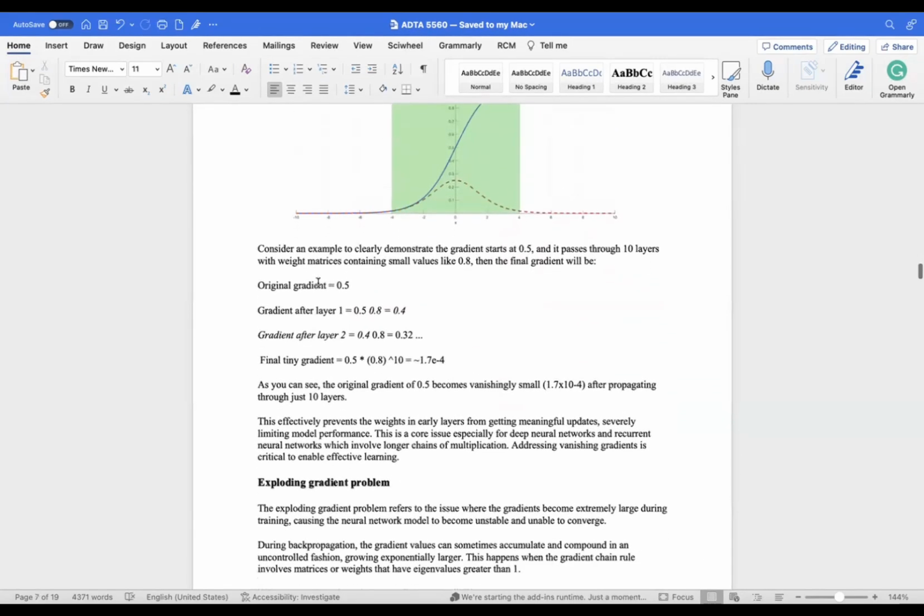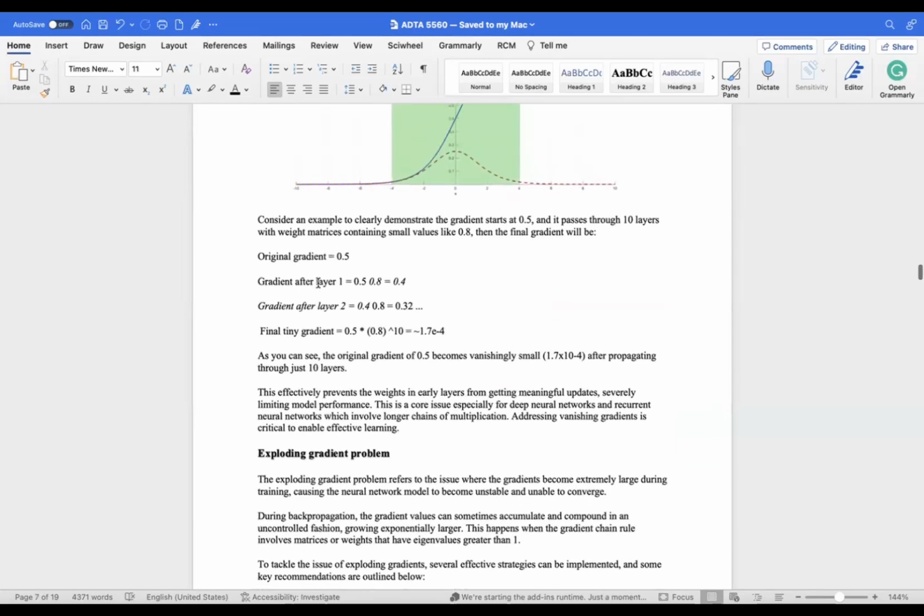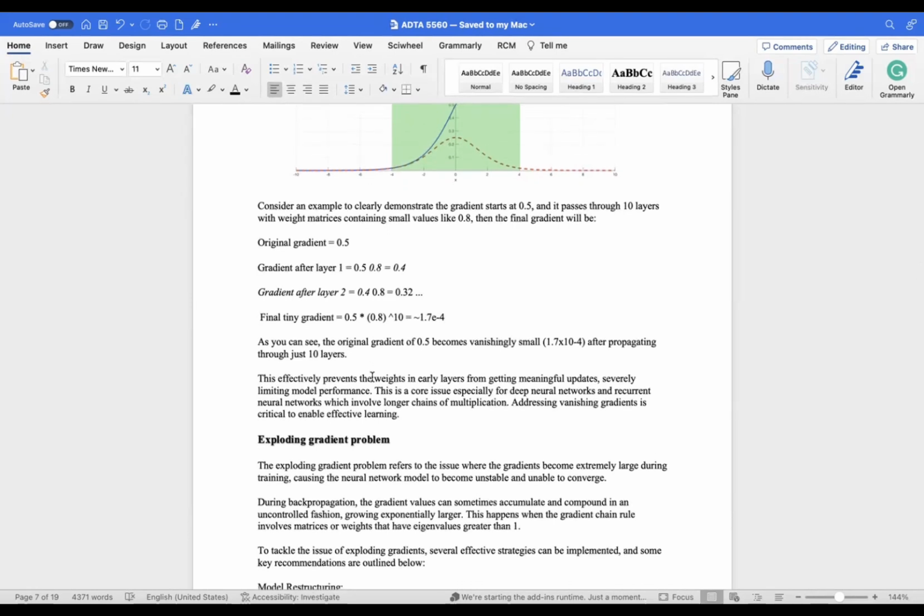So let's get a clear example by giving a proper visualization. Imagine the original message size is 0.5 and it is passing through layers with small weight values like 0.8. After 10 layers, the message is barely audible at 1.7e-1. So as you can see, the original gradient of 0.5 becomes vanishingly small after propagating through just 10 layers. This mutes early layer learning, hindering effective updates and severely limiting the model's capability, especially in deep or recurrent neural networks. So we can conclude by saying the vanishing gradient problem is like a message fading away through layers.